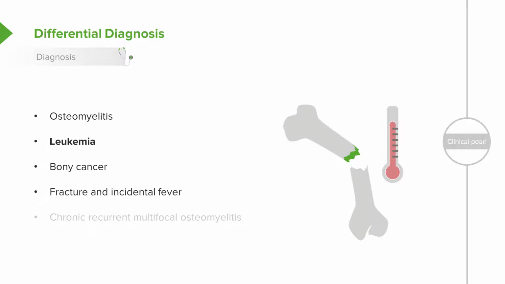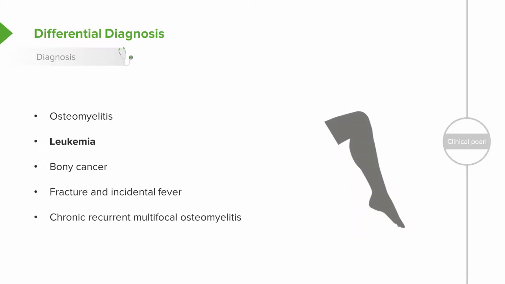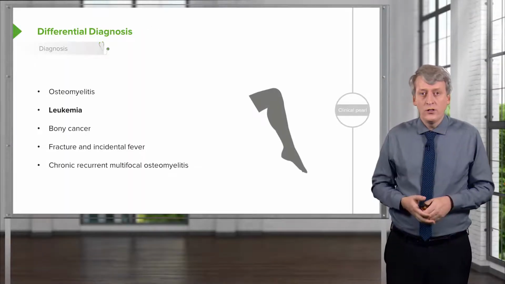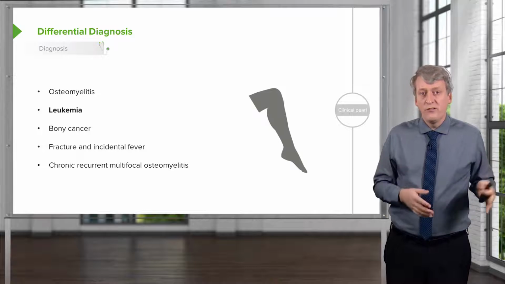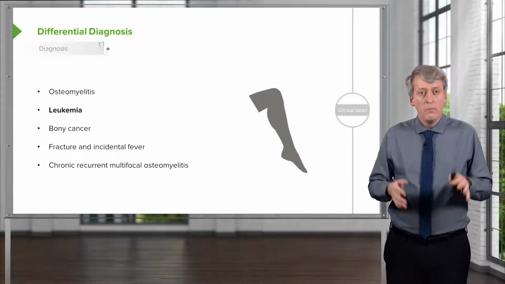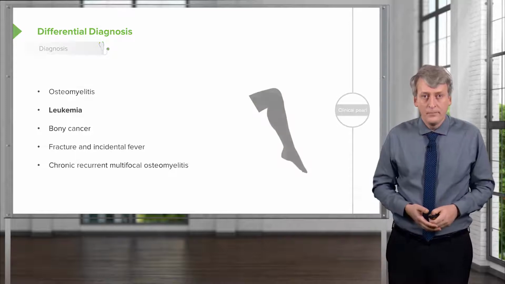There is also a condition that is fairly unique that can present very much like osteomyelitis. This is called chronic recurrent multifocal osteomyelitis, or CRMO. CRMO is an autoimmune condition which causes multiple areas of inflammation in bone. It's associated with inflammatory bowel disease, but can absolutely occur on its own.